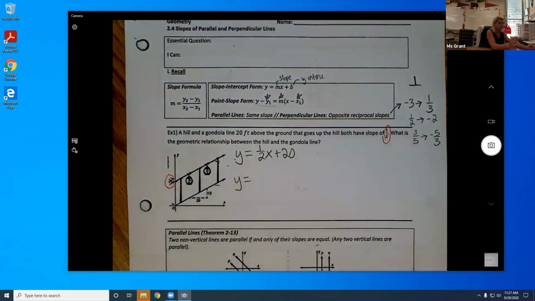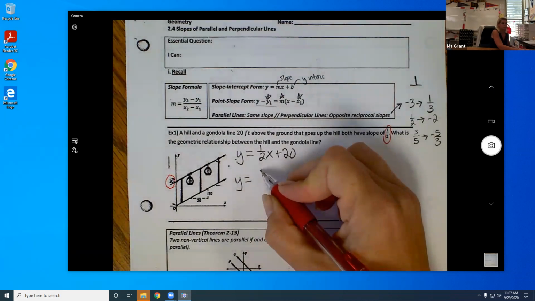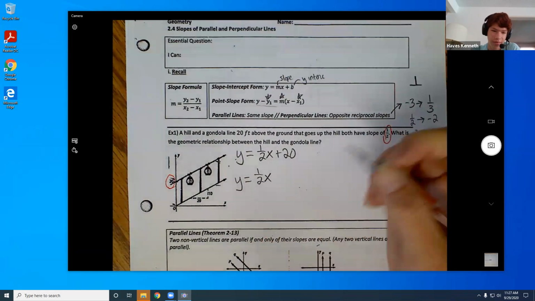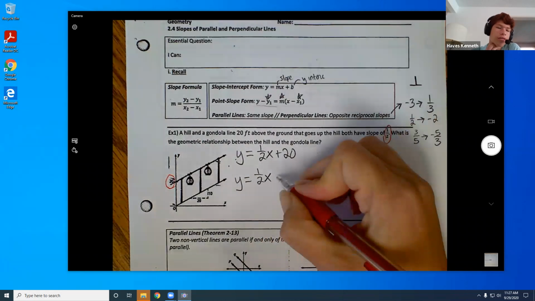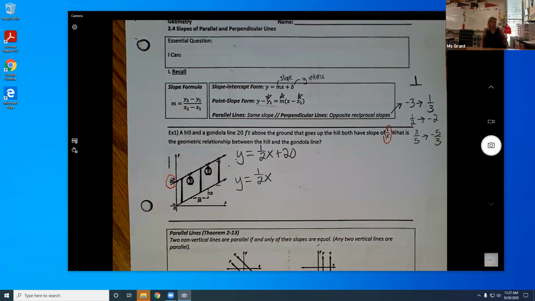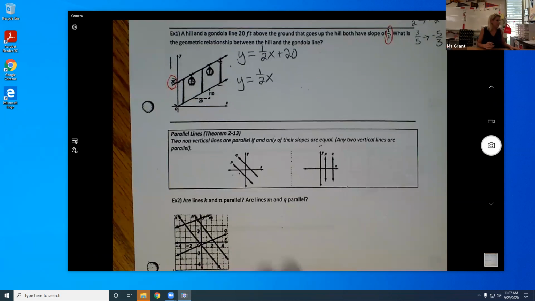The slope is the same. Kenneth. Yeah, it'd be 1/2 x for the slope because it's the same. And then it would just be 0. I'm not even going to put anything, guys. Yes, exactly. Excellent. All right. Here we go.